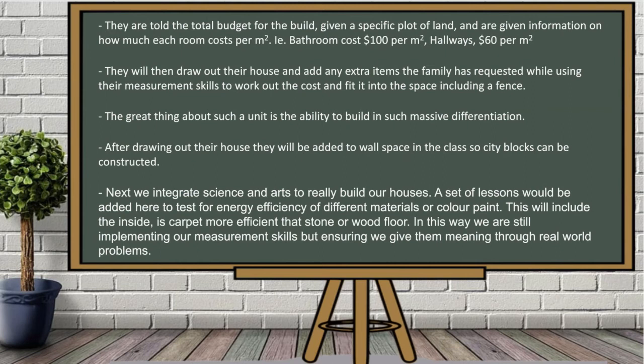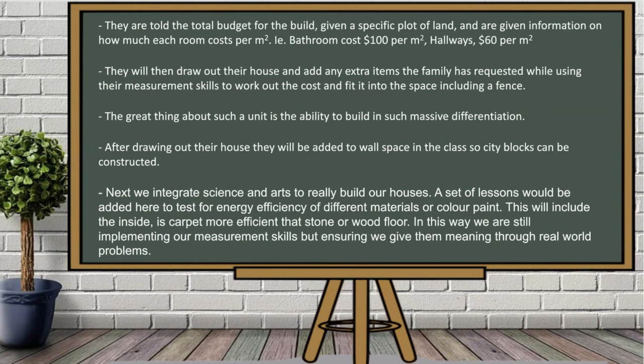Right, so then after drawing out the house, they'll be added to a wall space in the class to create city blocks, including streets. And this is where you would integrate the different unit sizes. So you're going from meters now, and you're going to kilometers, or however you wanted to do it. Next, we integrate science and arts to really build our houses.